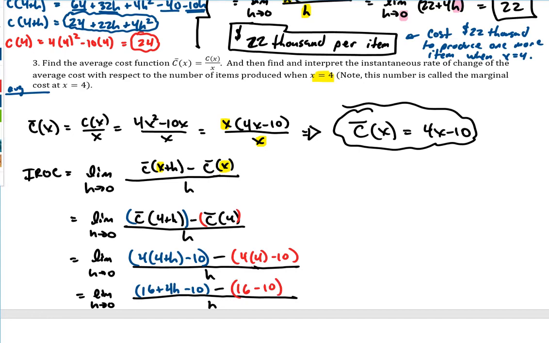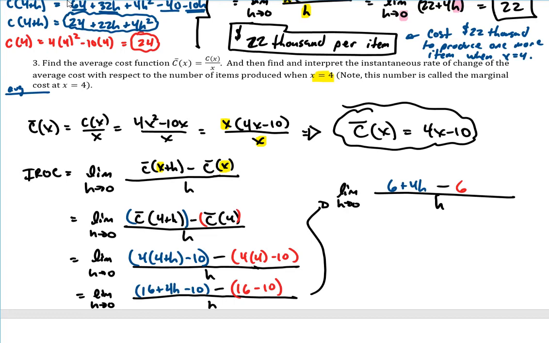Okay, and so what's going to happen here? Let's simplify each of those. So I'm going to put this up here where I've got my limit as h goes to 0. In the blue, we can see it just simplifies to be 6 plus 4h. And then in the red, we will have just minus, 16 minus 10 is 6, and then still divided by h. Okay, so 6 minus 6 is 0. Those cancel each other out.